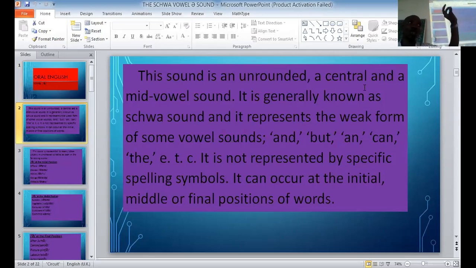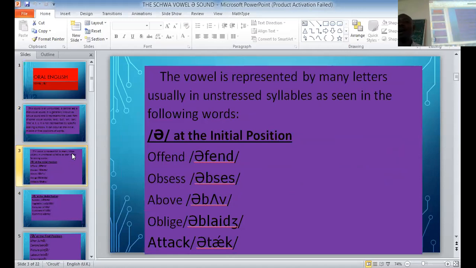Please don't write. When you want to write, I will tell you to write. Please, don't write yet. Thank you. It is generally known as the schwa sound, and it represents the weak form of some vowel sounds, like and, but, can, they, etc. It is not represented by specific spelling symbols. It can occur at the initial, middle, or final positions of words. The vowel is represented by many letters, usually in unstressed syllables, as seen in the following words.